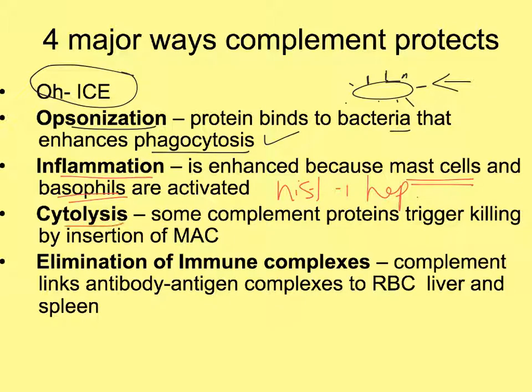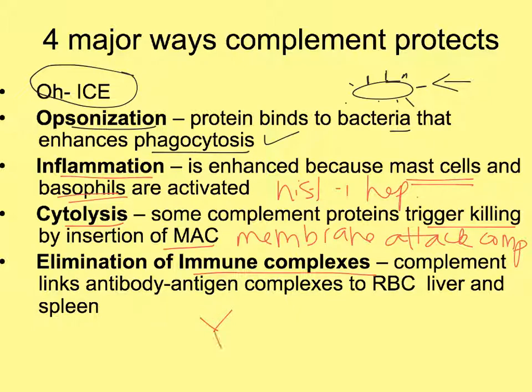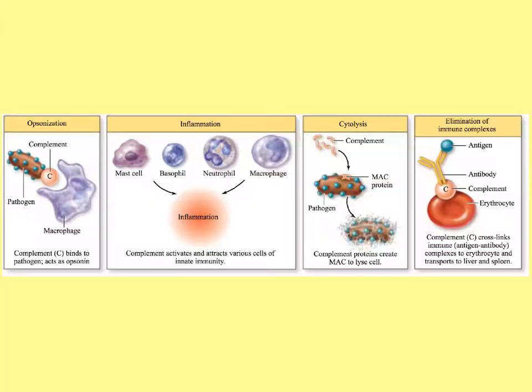Okay, they can cause cytolysis. So they insert this thing that's called a membrane attack complex, and that basically puts holes into the membrane of the organism or the pathogen. Okay, and then it's also going to help us get rid of immune complexes. So when an antibody binds to a pathogen, it'll help us get rid of it.